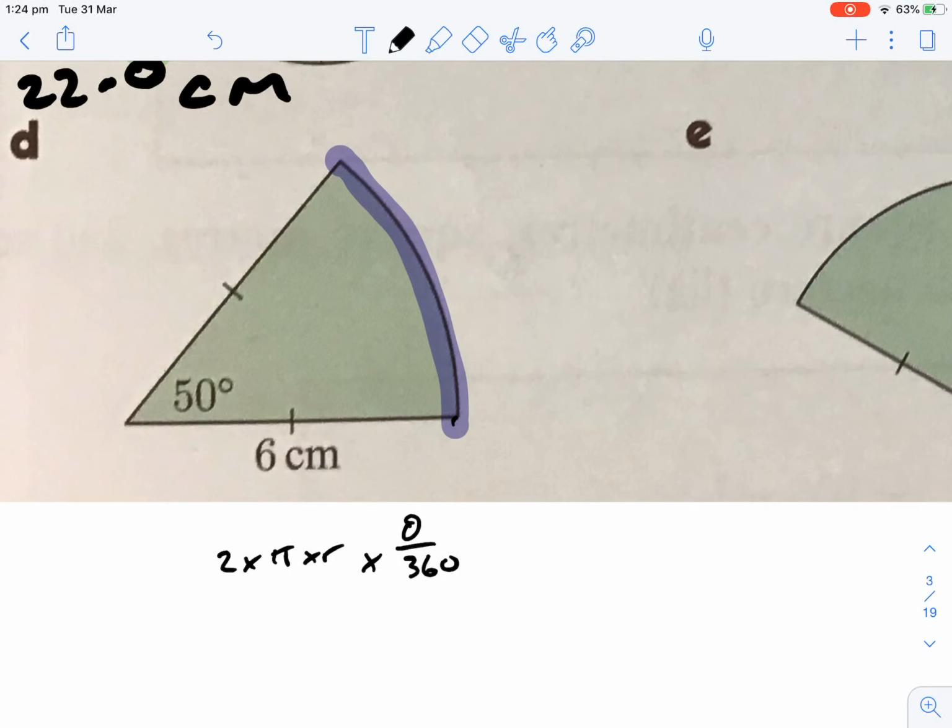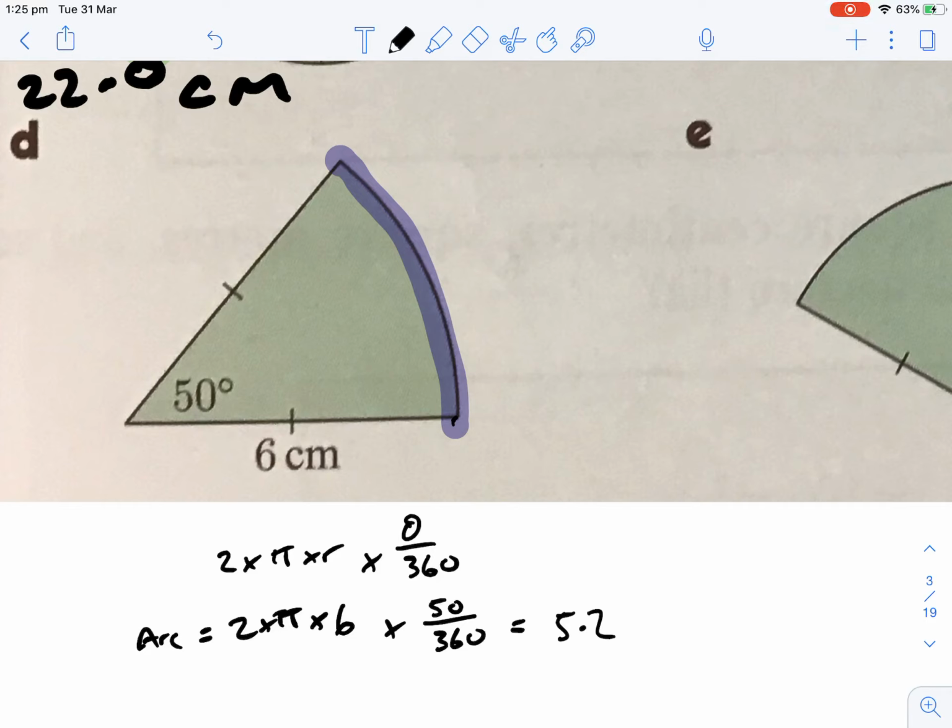So in this case, for the arc, we are going 2 times pi times 6, and then we're going to times that out by our angle, which is 50, divided by 360, and that's going to give us just the arc. So the perimeter of the arc itself would be 5.2 once you've done all that.